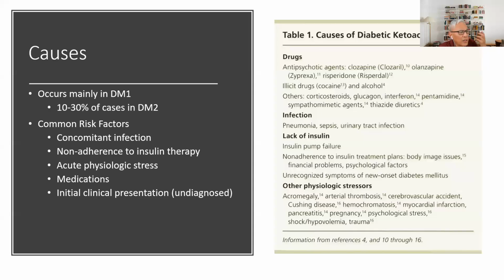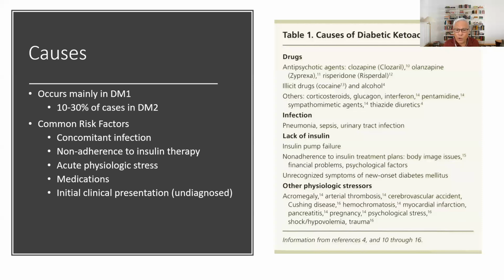And so let's take a look at the causes of diabetic ketoacidosis. I told you that it can occur in diabetes mellitus type 2, but it mainly occurs in diabetes type 1. 10 to 30% of the cases occur in patients with type 2. So always remember that caveat, that DKA can occur in both type 1 and type 2 diabetes mellitus.